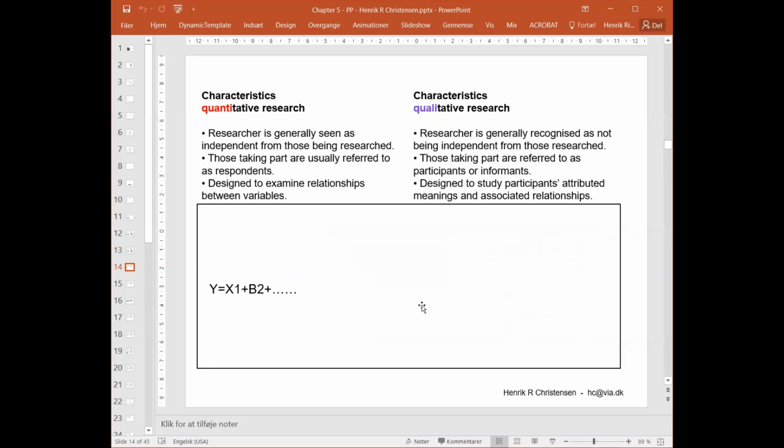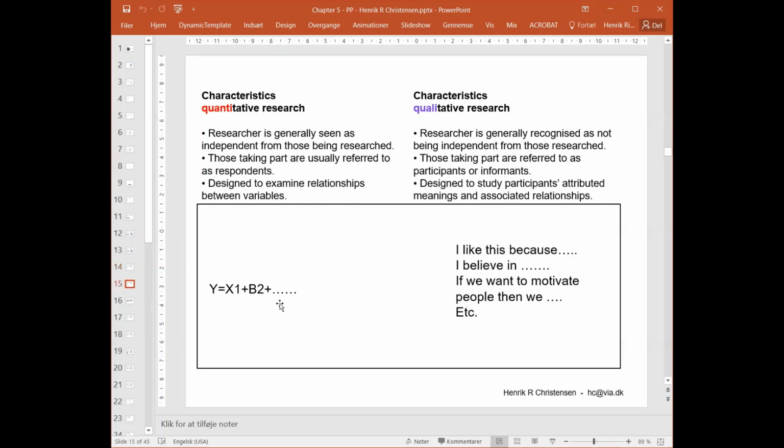So going for more quantitative research, this is normally designed to examine relationships between variables, like the one that we have here, where we have some kind of idea about y equals b1 x1 plus b2 x2 plus something. So we have this kind of relationship between variables, and therefore we would like to stay out of the equation ourselves and not influence the equation, but try to be very objective.